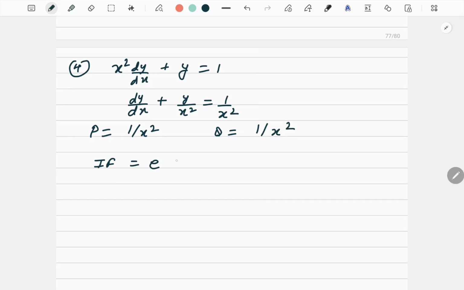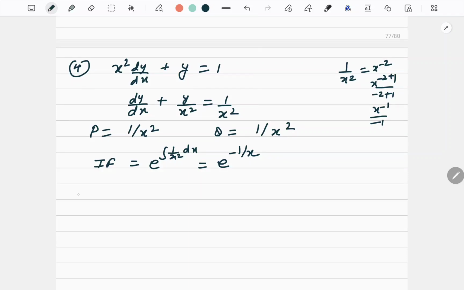It is e to the power integral p dx. So 1 by x square dx. So e to the power, what is the integration of 1 by x square? See, 1 by x square is nothing but x to the power minus 2. So x to the power minus 2 plus 1 upon minus 2 plus 1. So x to the power minus 1 upon minus 1. Right? So basically minus 1 by x. So this is my integrating factor, e to the power minus 1 by x.